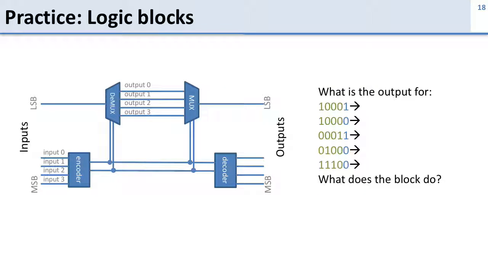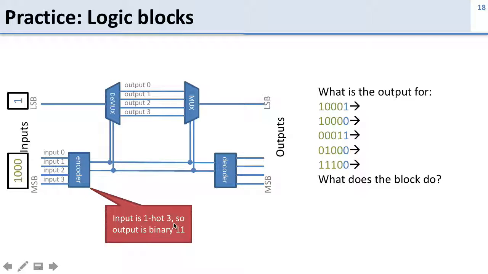All right, so let's try this out. So here's the first value here, 1001. Let's see what happens. So here's our input, most significant bit 1000, and our least significant bit 1 is going in over here. So our encoder is one hot, so this is a 3 and one hot, so it's going to output a 11 here. So we're going to send 11 along these wires. Both of them are going to be true.